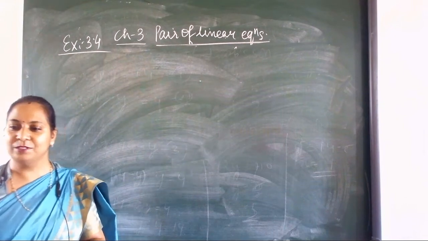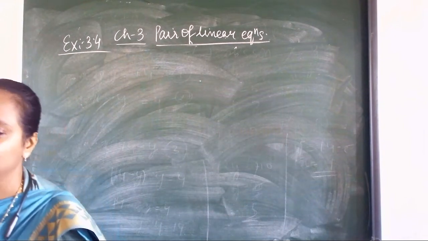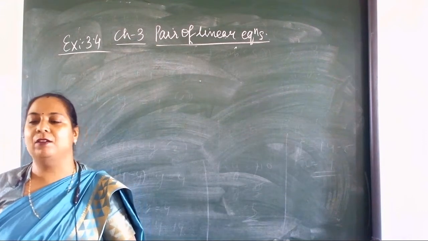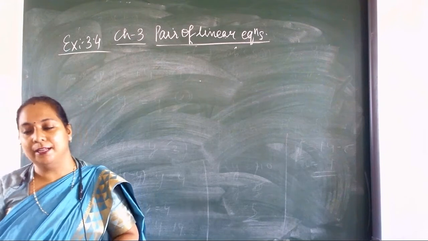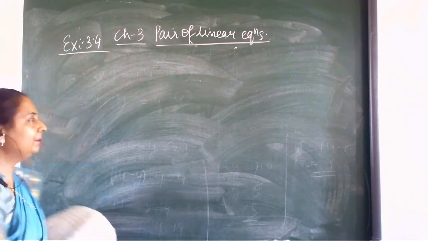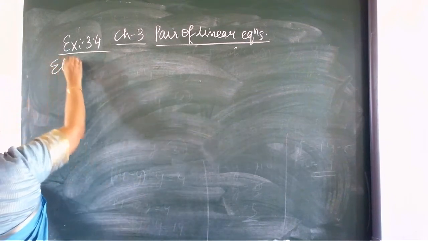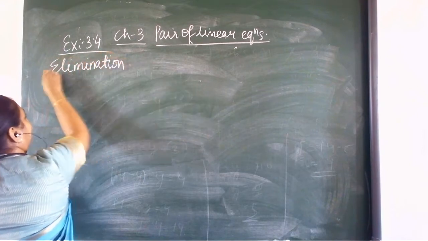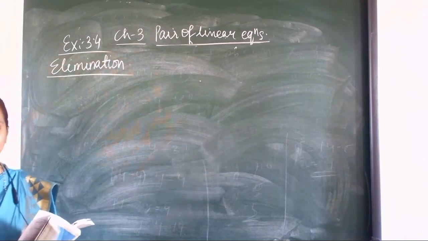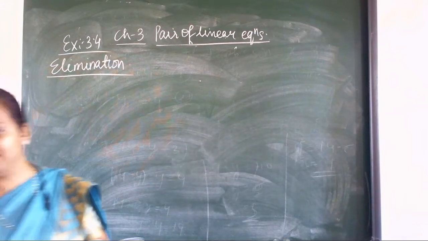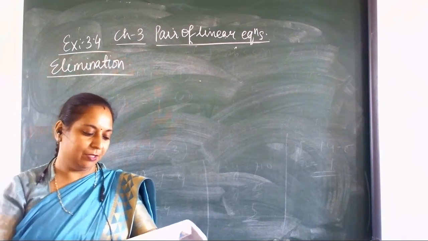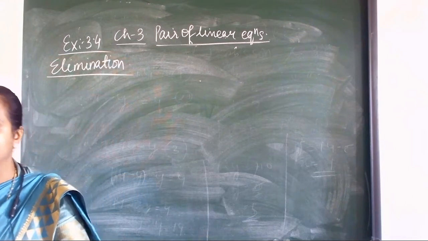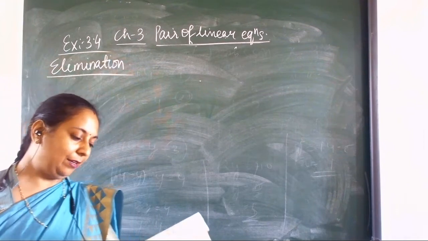Good morning, dear students. Today we are going to start the new topic, that is elimination method. How to solve pair of linear equations by using elimination method. The word elimination itself says that eliminate or remove one variable from the equation so that we can get the other variable value. Clear? Now elimination method. To explain more, we are taking exercise 3.4, question number 1, first part.